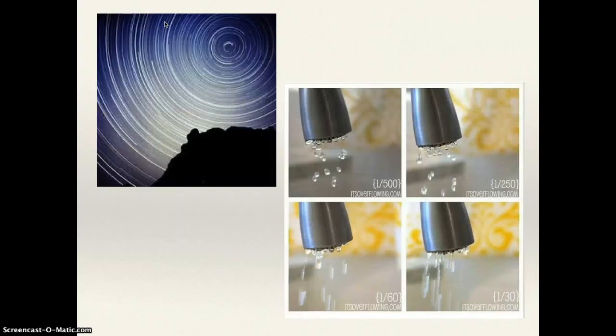Here are some examples of some photographs with different shutter speeds. And the star trails are what we talked about in class, that you would use the bulb setting on your camera for.